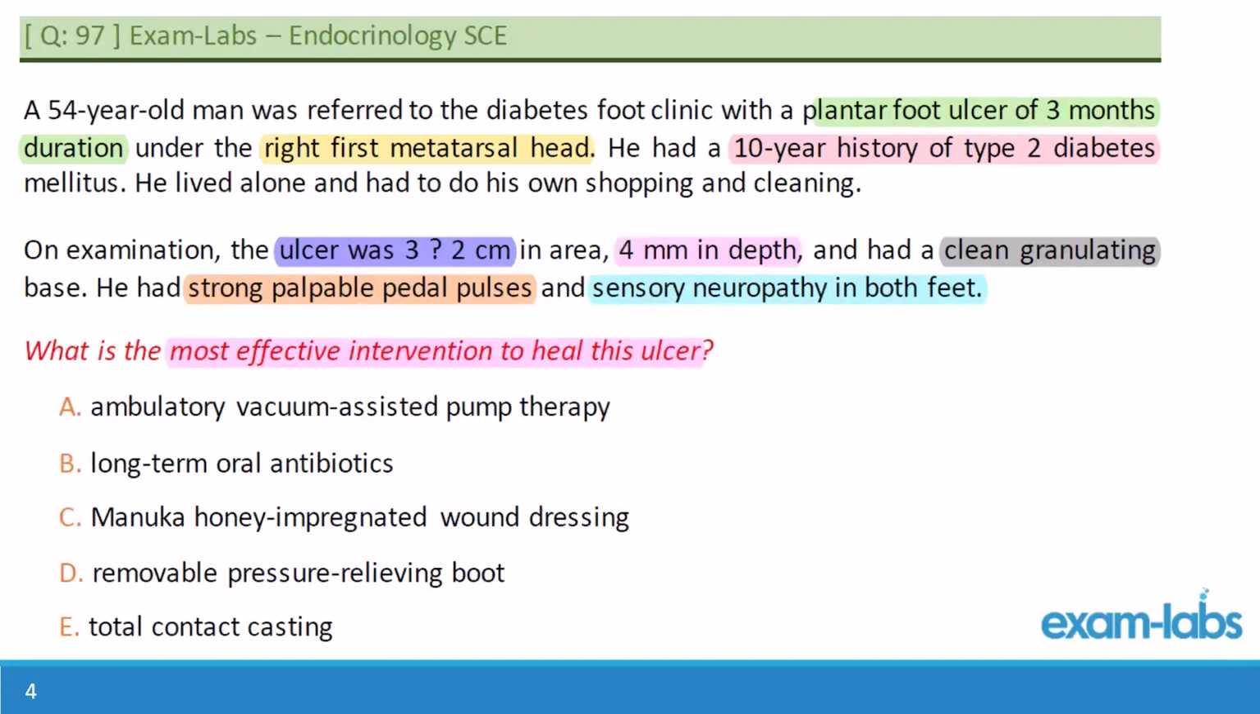calcification. So if you see a question like this: a patient with a plantar foot ulcer of 3 months in duration over the right first metatarsal head, a 10-year history of diabetes mellitus, and the ulcer is 3 by 2 centimeters in area and 4 millimeters deep, clean, granulating, with strong palpable pedal pulses and sensory neuropathy in both feet. This is a Charcot. What is the most effective intervention? Total contact cast. Ignore the other options. Total contact cast.